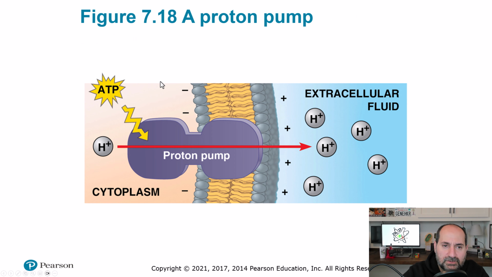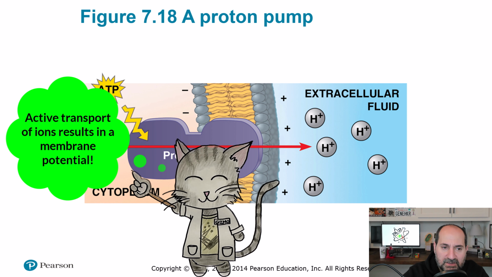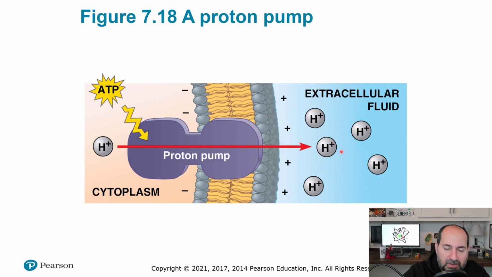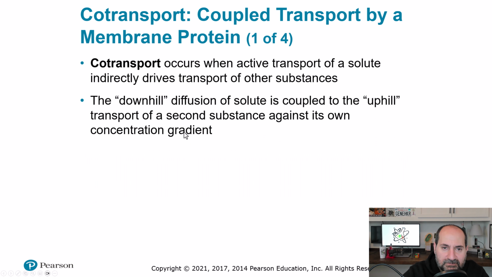What if I asked you, what is responsible for producing a membrane potential? Remember, a membrane potential is formed when there's active transport of ions, such as a proton pump. You see here, this proton pump is pumping plus charges out. Well, if you're pumping plus charges out, you're going to get a voltage difference, more positive charge outside, more negative charge inside. So a membrane potential forms thanks to active transport of ions.